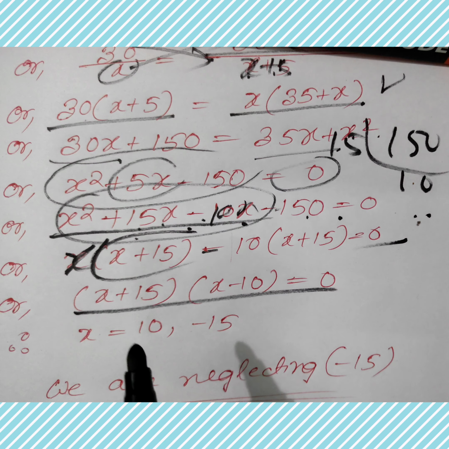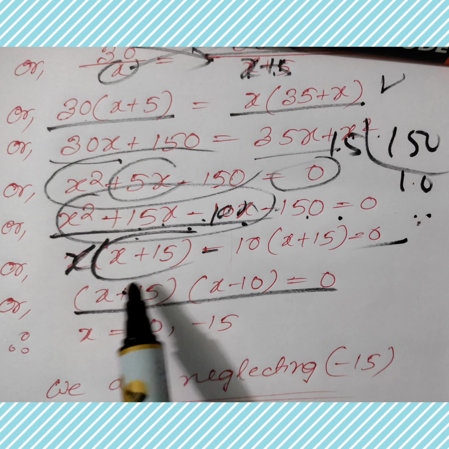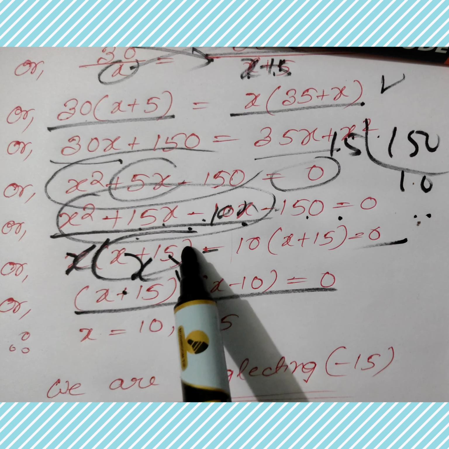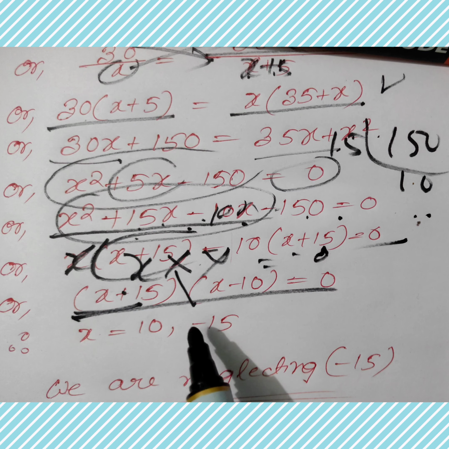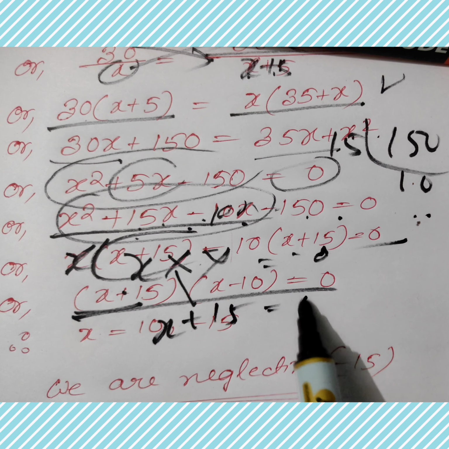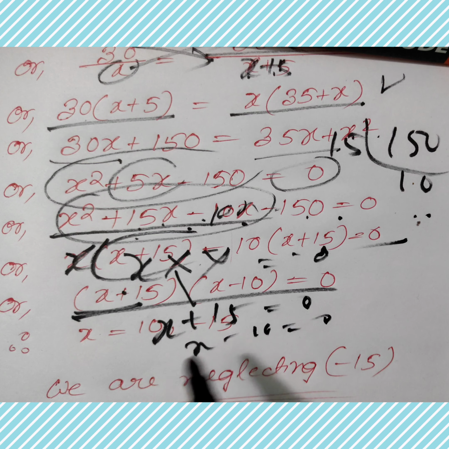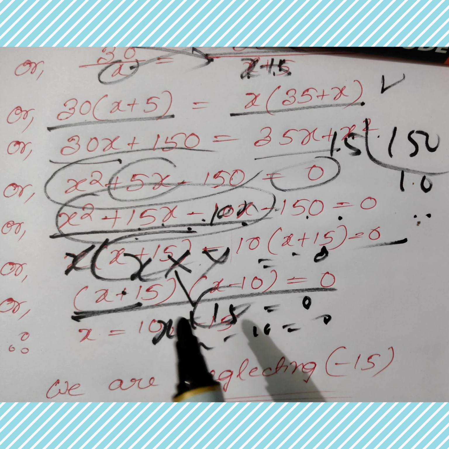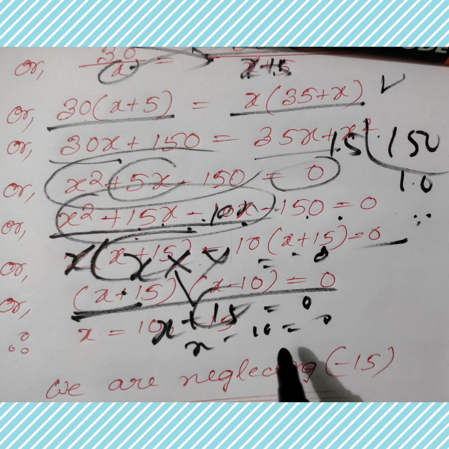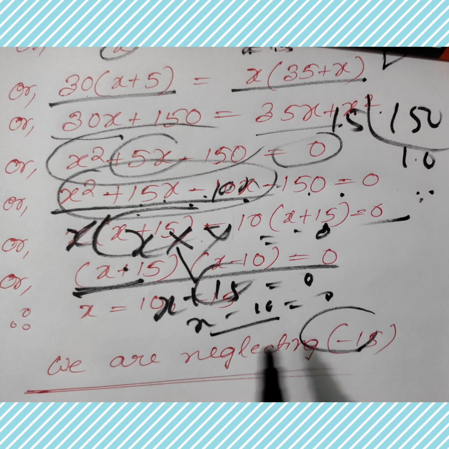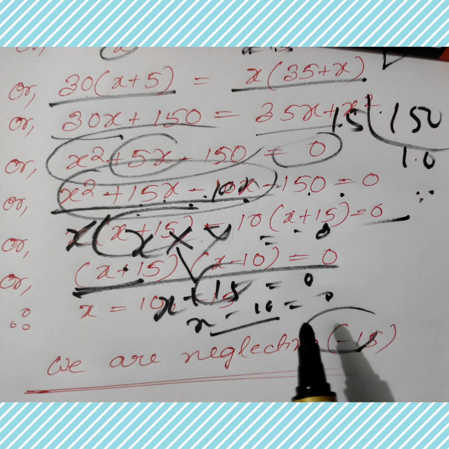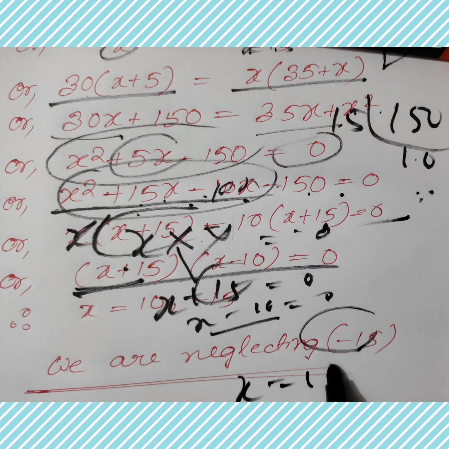And there is a formula that if x into y equal to 0, then we can separately say x plus 15 equal to 0 and x minus 10 equal to 0. So that's why we got two values of x: one value is minus 15, another value is x equal to 10. Usually in many mathematics problems we neglect the negative values, so the answer of this mathematics problem will be x equal to 10.